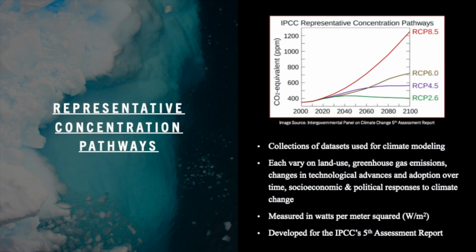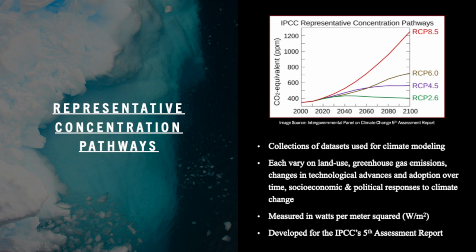One thing climate scientists use are called representative concentration pathways, or RCPs. These are a collection of data sets that are used for modeling climate change for the remainder of the 21st century. While there are many RCPs these days, the original 4 are the most commonly used for modeling. Each of them holds different data sets for land use, greenhouse gas emissions, changes in efficient technological adaptation over time, and lastly, socioeconomic and political responses to climate change.